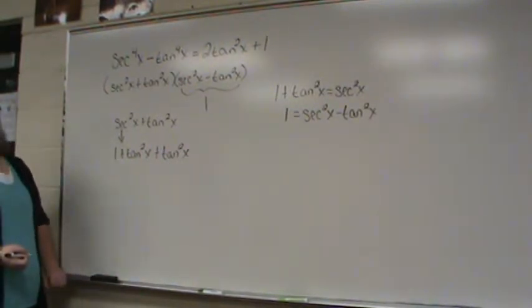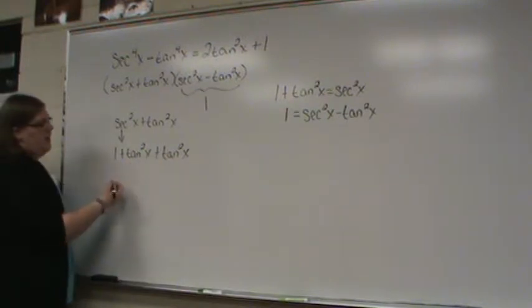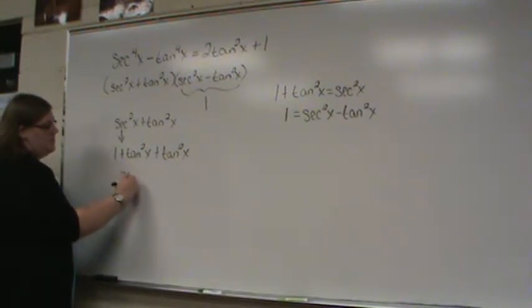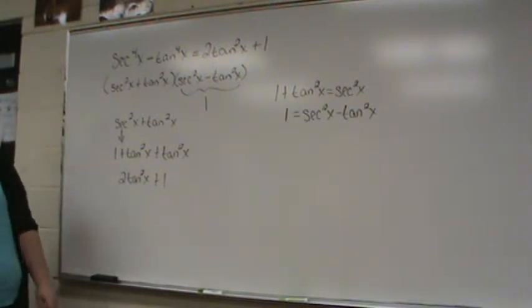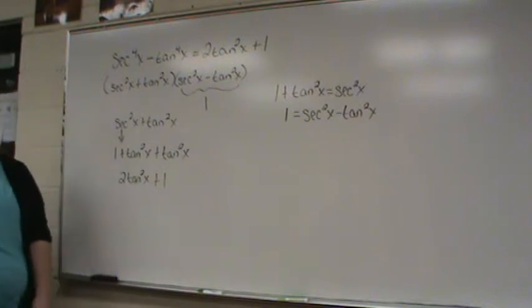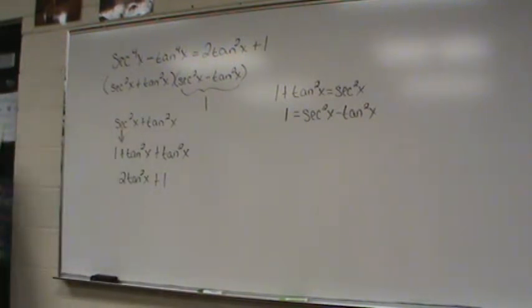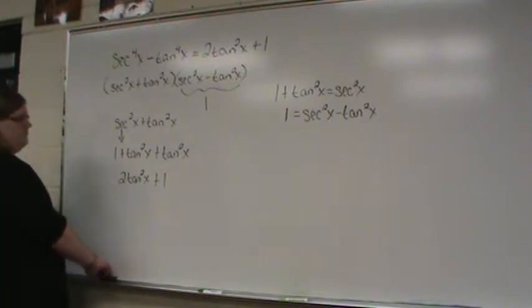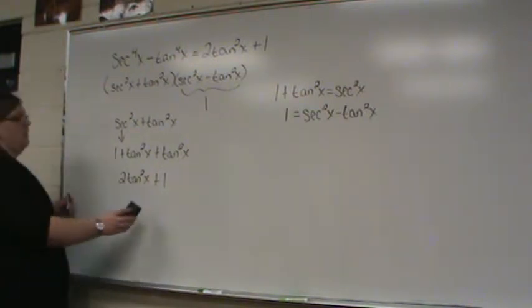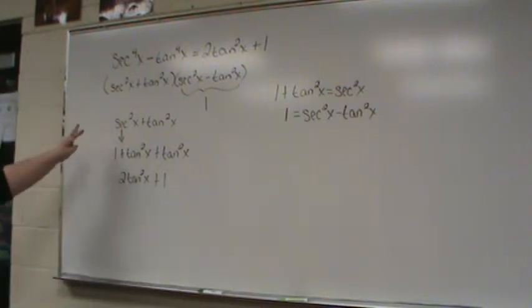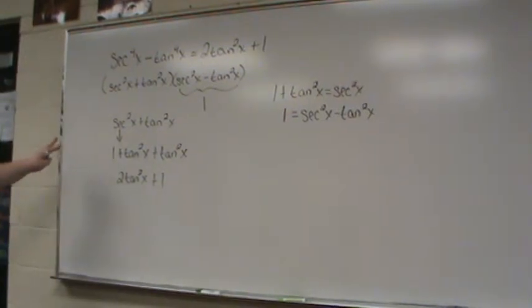So then what can we do? Combine those two tangents. We can combine like terms. So we have 2 tangent squared x's, and then plus 1, which is what we were trying to prove. All right. Has everybody got this? Okay.